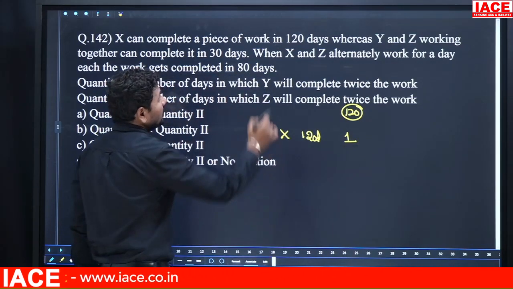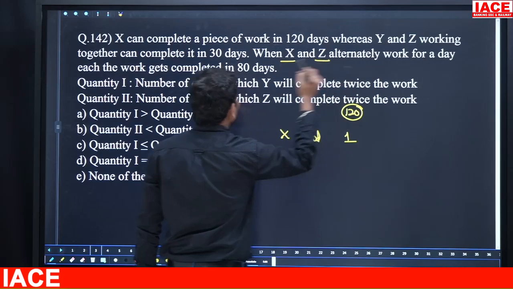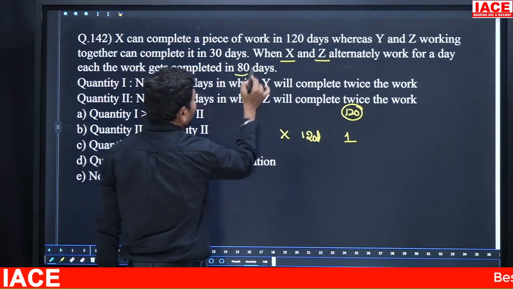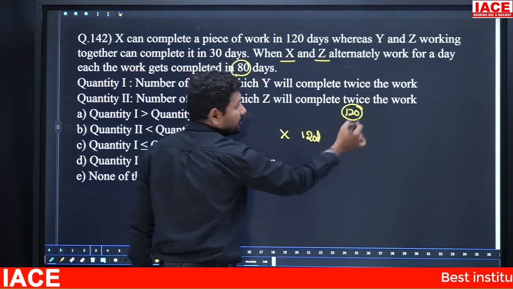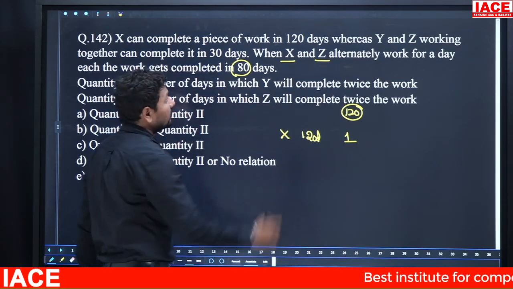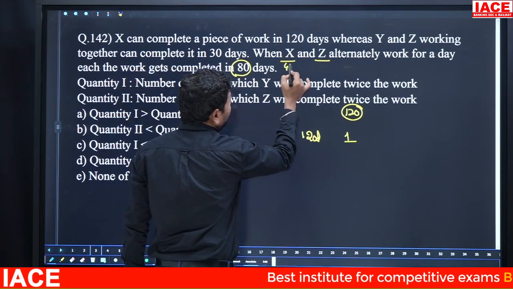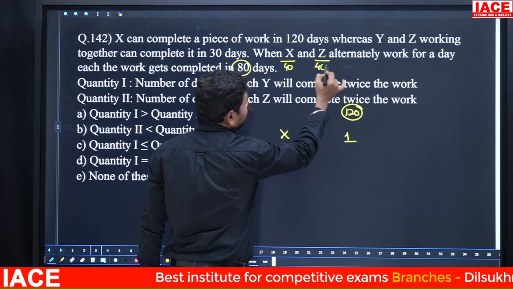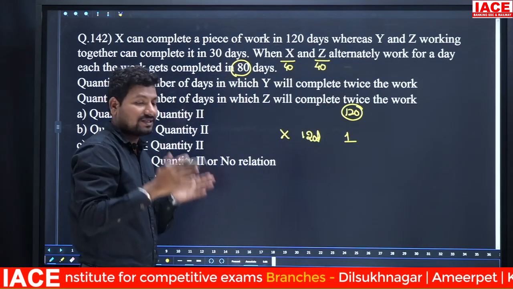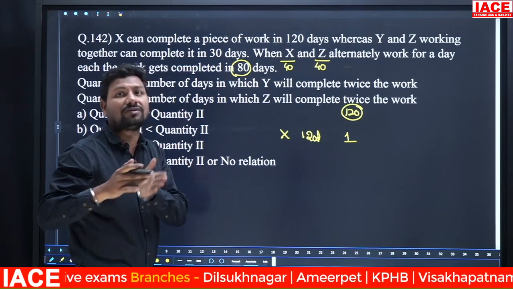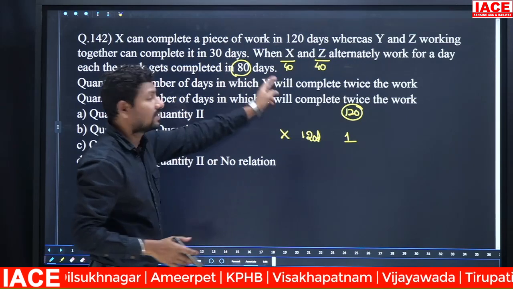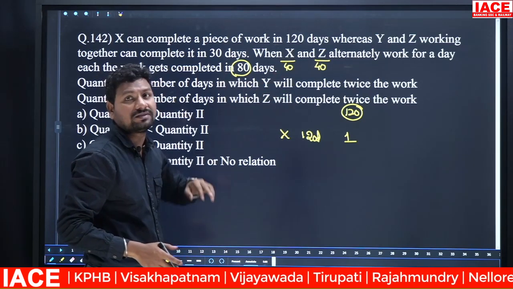Okay. Now X and Z both work alternately. The work will complete in how many days? 80 days. Assumed total units? 120 units. Then X works for 40 days and Z works for 40 days. When they work on alternate days, first day X, second day Z, third day X, fourth day Z. Then in 80 days, the first 40 days belong to X, the next 40 days belong to Z.